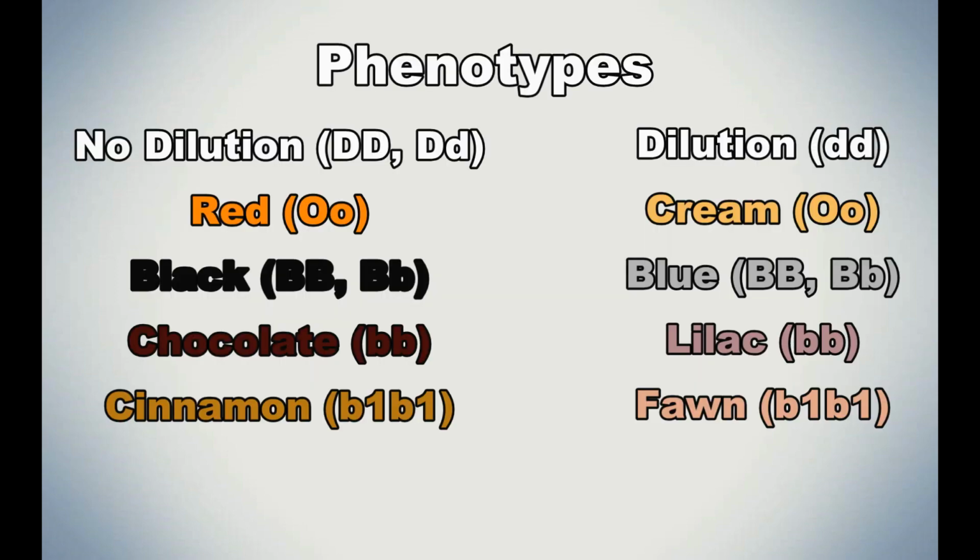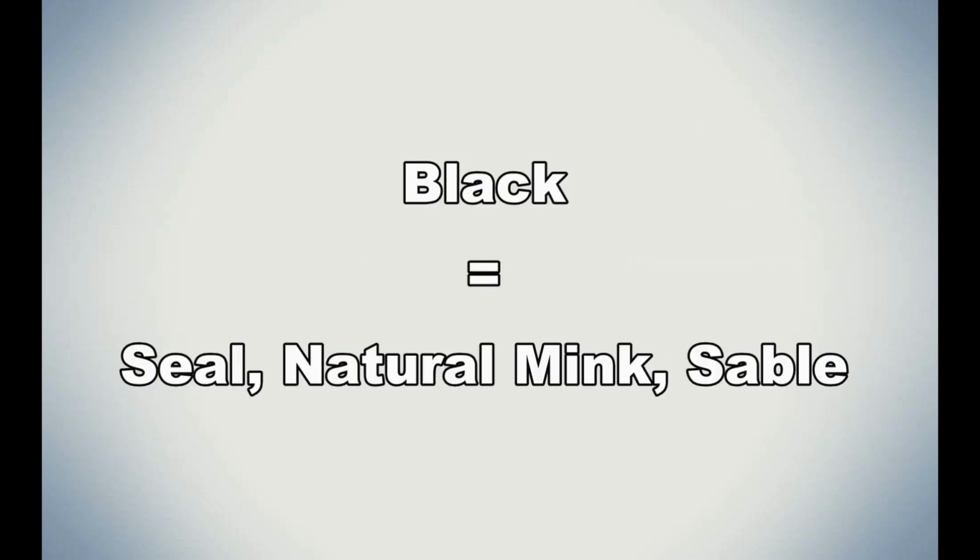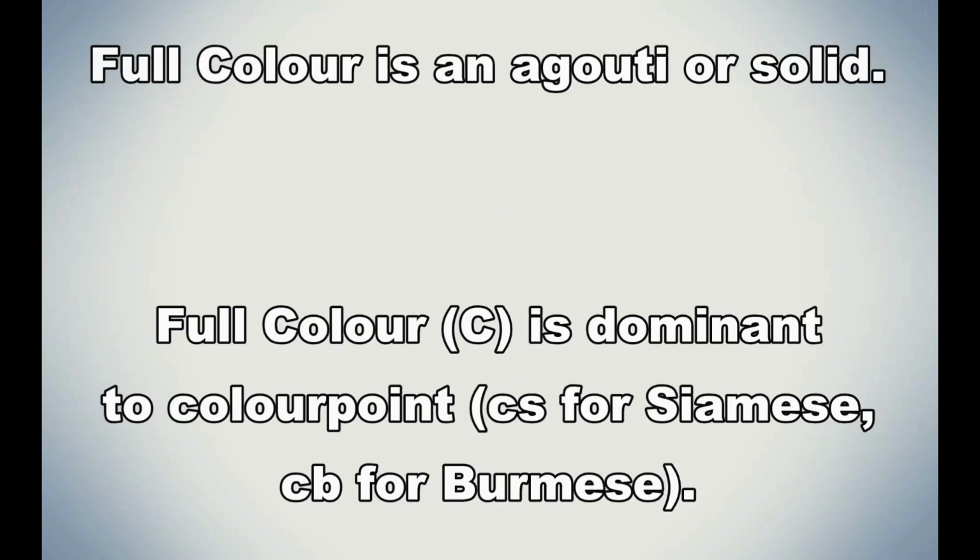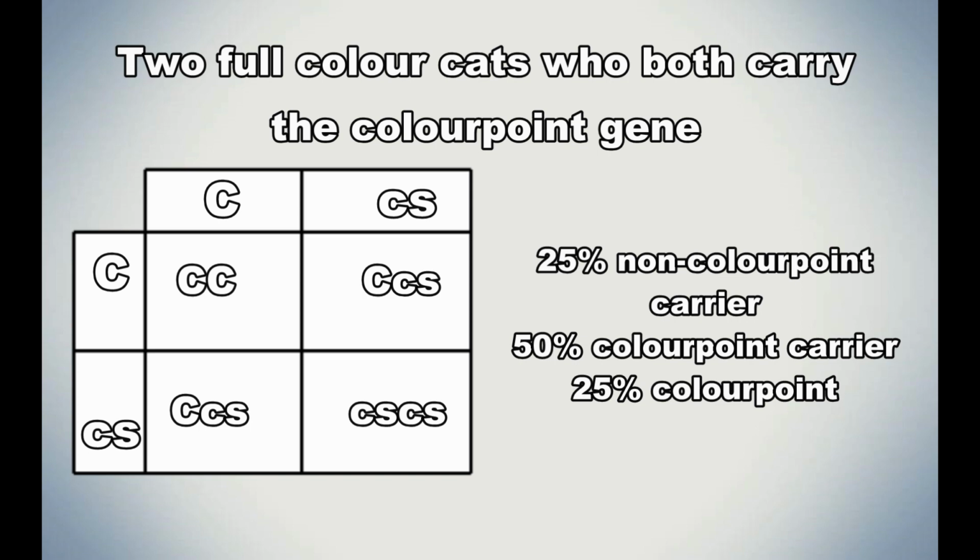When it comes to determining colors, say for two cats, either a tabby or a solid, who both have color point genes, it's very easy to determine. As long as you remember that black is the same as seal, natural mink, and sable, it's just like determining for a solid. When it comes to figuring out the percentage of what kitten would be color point and what kitten would not be, we remember that color point is the recessive gene to solid and tabby. Put in a Punnett square, we see that 25% of the offspring would have a chance of being a color point.